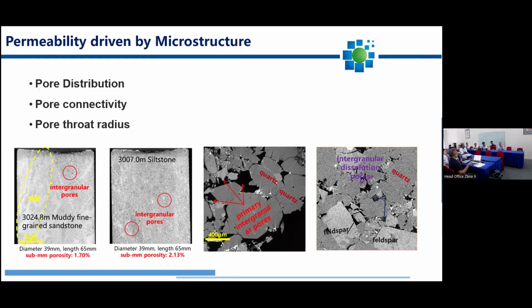So that is why we are able to understand the pore structure or micropore structure from sidewall core and cuttings, to understand the permeability and to create a relationship between porosity and permeability.